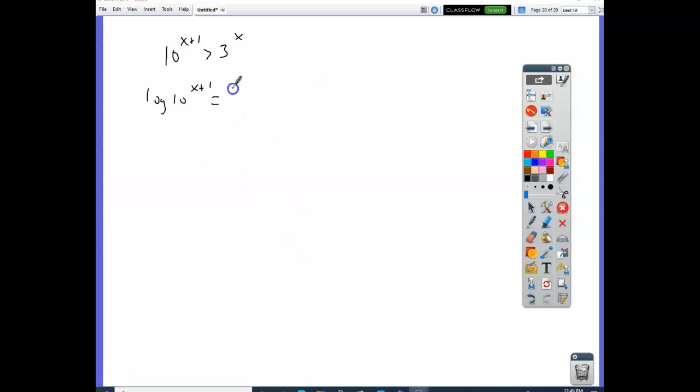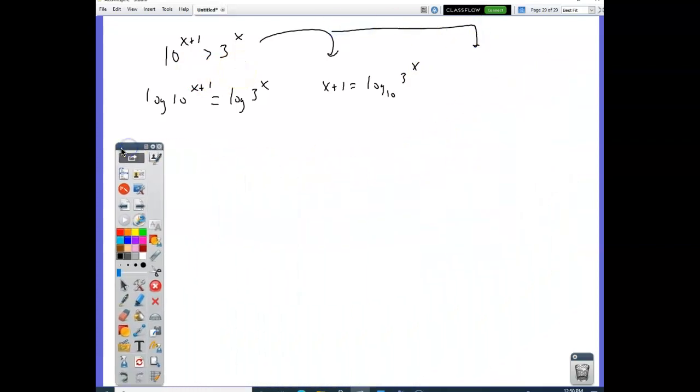Whee! Log of 3 to the x would be so far. That's one option. Option 2, swing the 10 across. x plus 1 equals log base 10 of 3 to the x. I swung the 10 across. Or option 3. Option 3 is 10 to the x plus 1 equals 3 to the x, take log base 3.